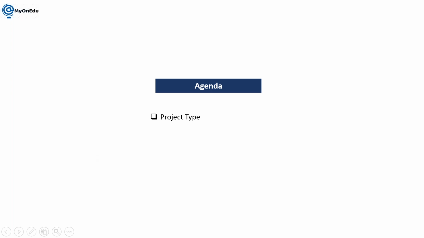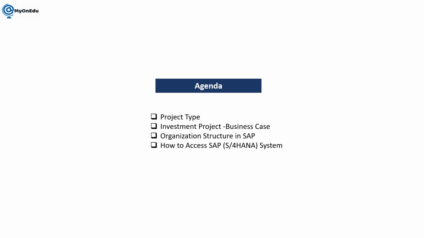And then next, investment project business case. I'll take one IM business case, an investment management business case, and explain the reference in which we are going to understand this course further. And then I'll go for the organization structure explanation. First we will understand what the organization structure is, what the different objects in the organization structure are, and how exactly it helps us manage our projects in project system and objects in investment management. And then further, how to access the SAP S4HANA system.